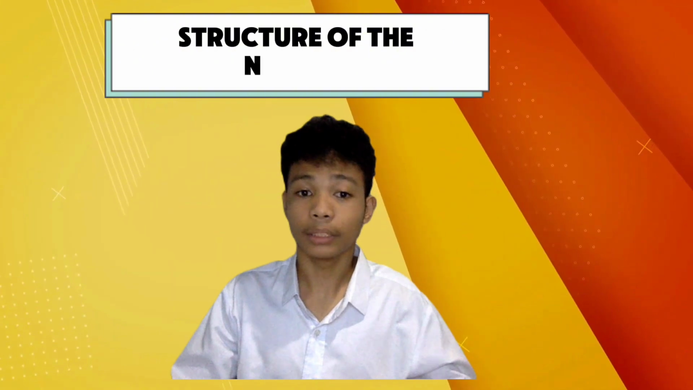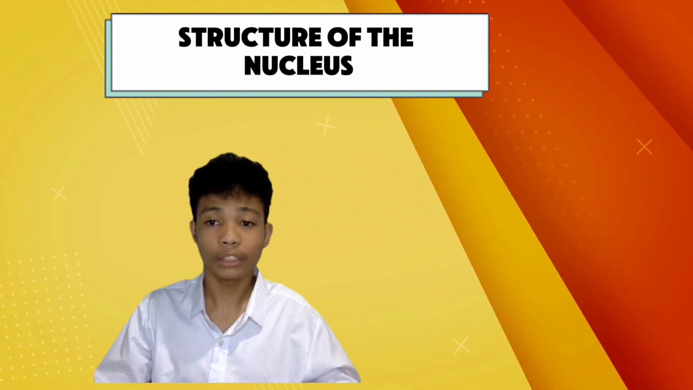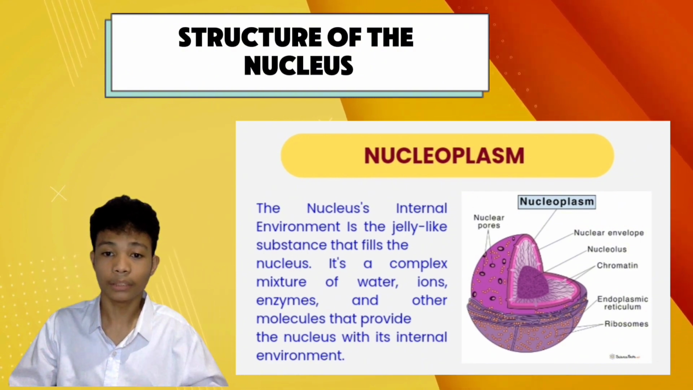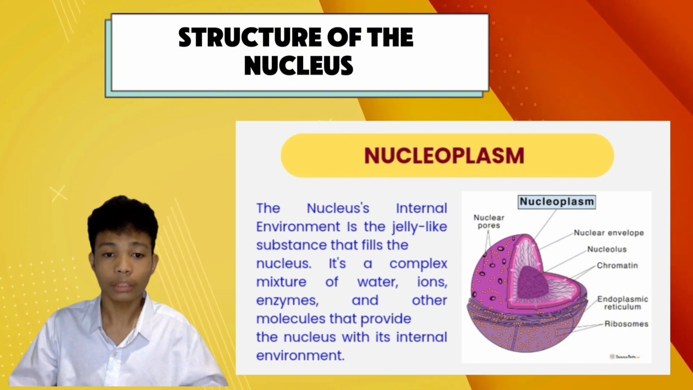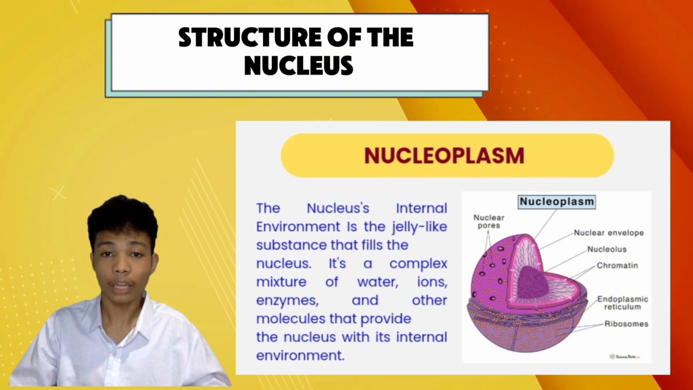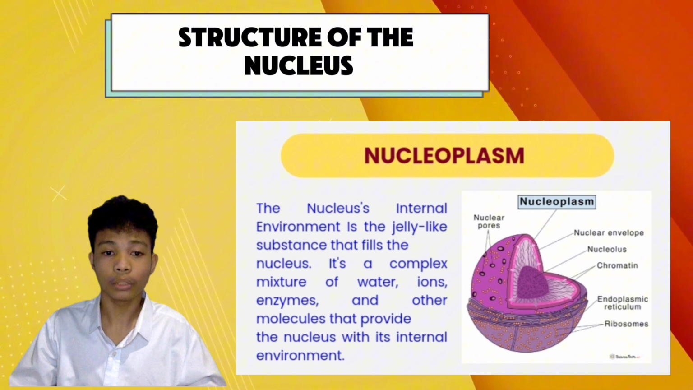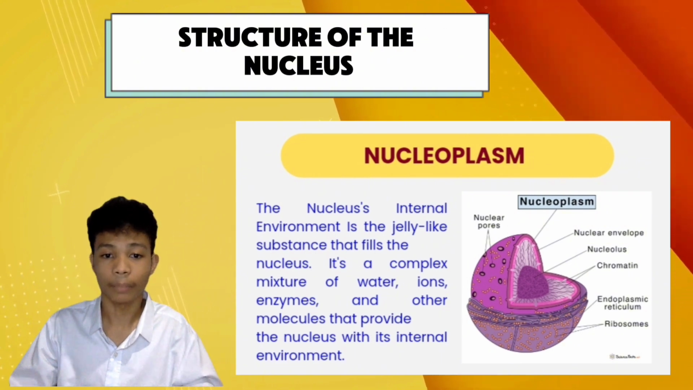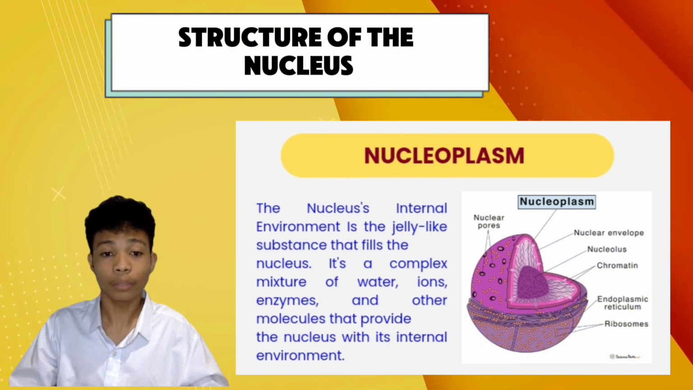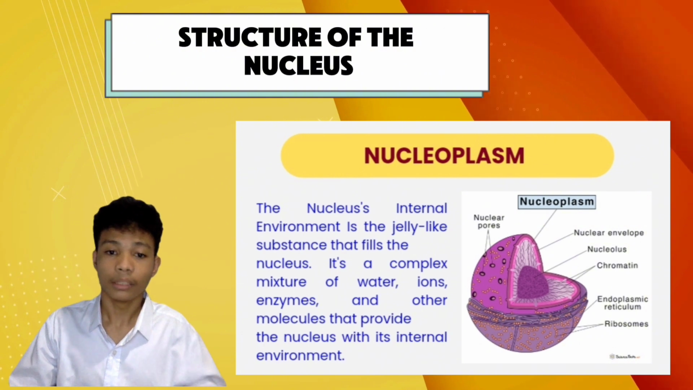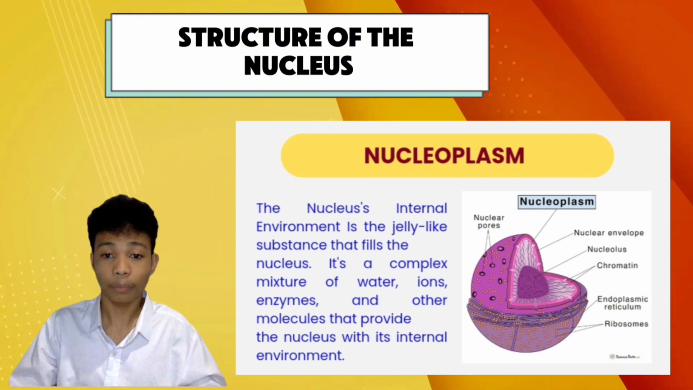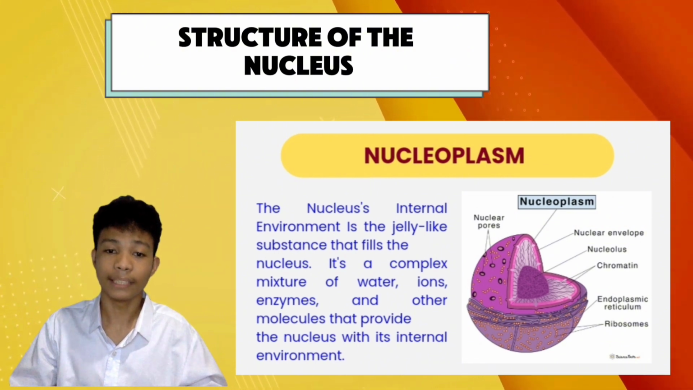The fourth part is nucleoplasm. So what is nucleoplasm? Nucleoplasm is the jelly-like substance that fills the nucleus. It's a complex mixture of water, ions, enzymes, and other molecules that provides the nucleus with its internal environment. Nucleoplasm provides support for the nucleus and its components, keeping everything in place. It acts as a medium for various metabolic processes, including DNA.